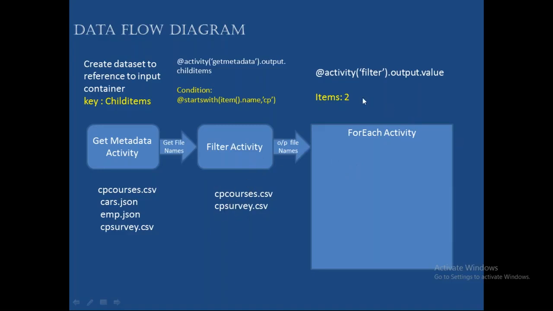Now, 2 items. So the item count, how many items are received by for each? 2 items. Clear, friends? Now what is for each going to do? Inside for each, I will use something called a copy activity. To this copy activity, first I will pass the first file, maybe cp courses.csv. This file I will copy from the input container to the output container. Then for each will pass the second file. This file also I will copy from the input container to the output container. So this is how I am going to implement the pipeline, which will copy the specific files from your input container to the output container.